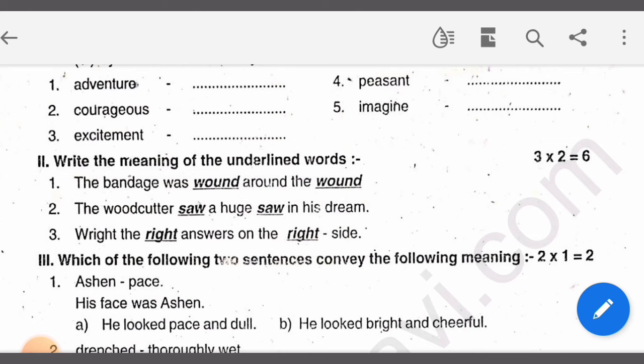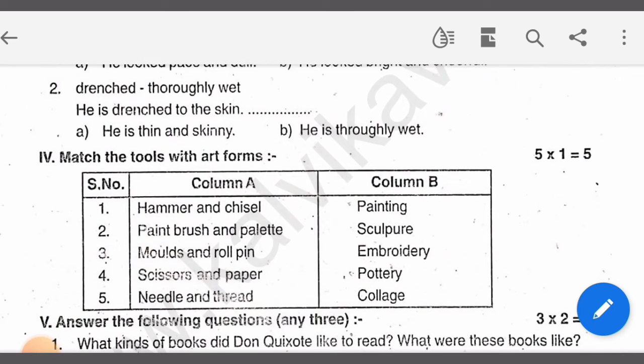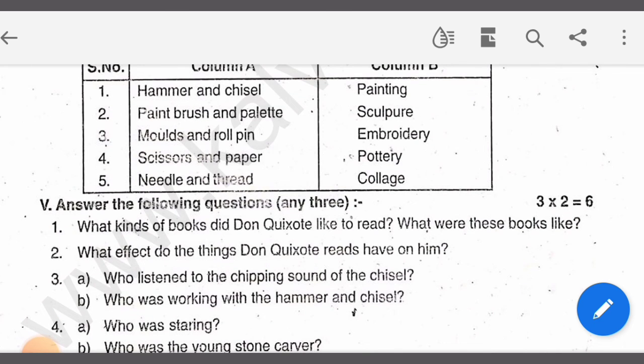Next, the last one is: which of the following two sentences convey the following meaning? In the sentences, follow up and write the two sentences with the correct meaning. Then the fourth one, match the tools with their forms. So, you have to make the correct match. Fifth one, answer the following questions, any three. So, you can write answers for these three questions.